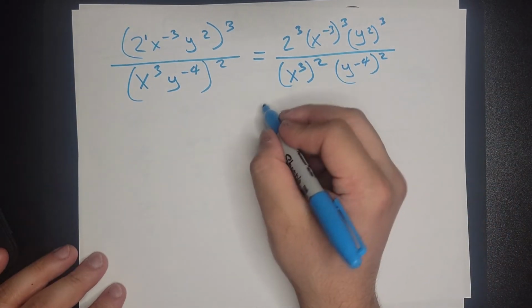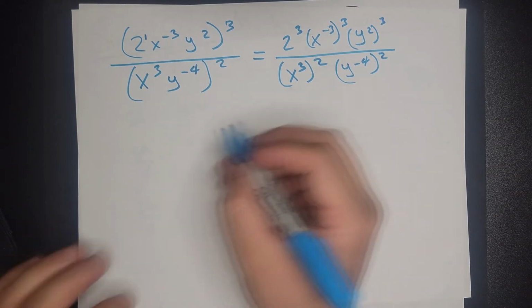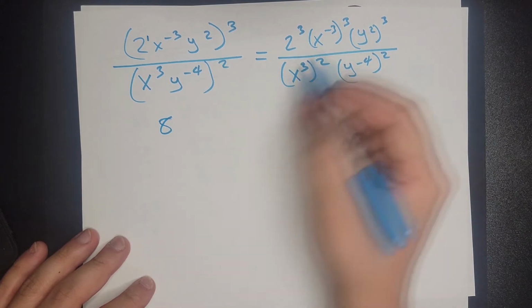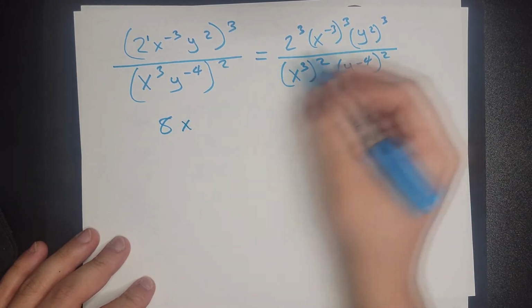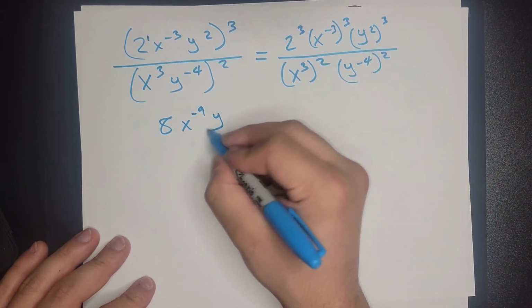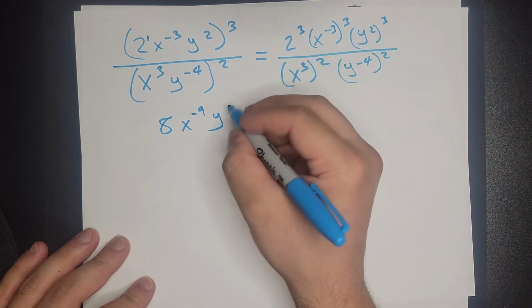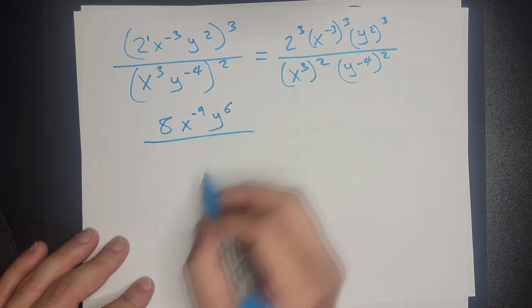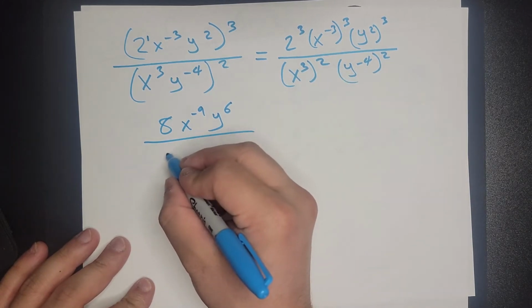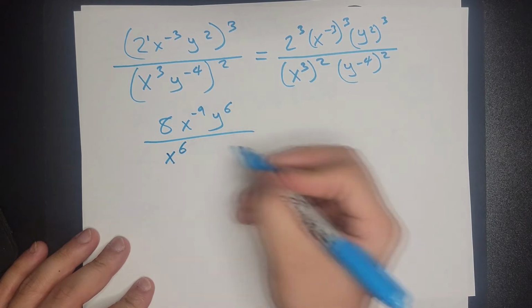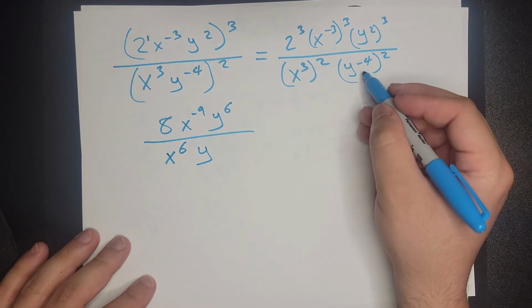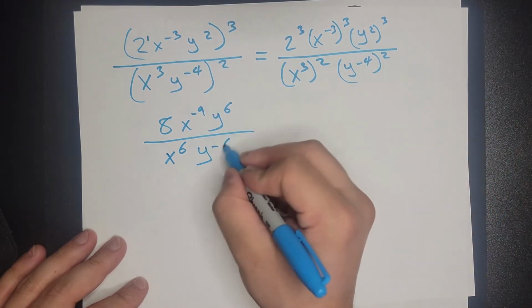So if we were to write this out again, we're going to have 2 times 2 times 2 is 8. And then we have x to the power of negative 3 times 3, which is negative 9. And we have y to the power of 2 times 3, which is 6. And in the denominator, x to the 3 times 2, that is x to the 6. And then we have y to the power of negative 4 times 2, negative 8.